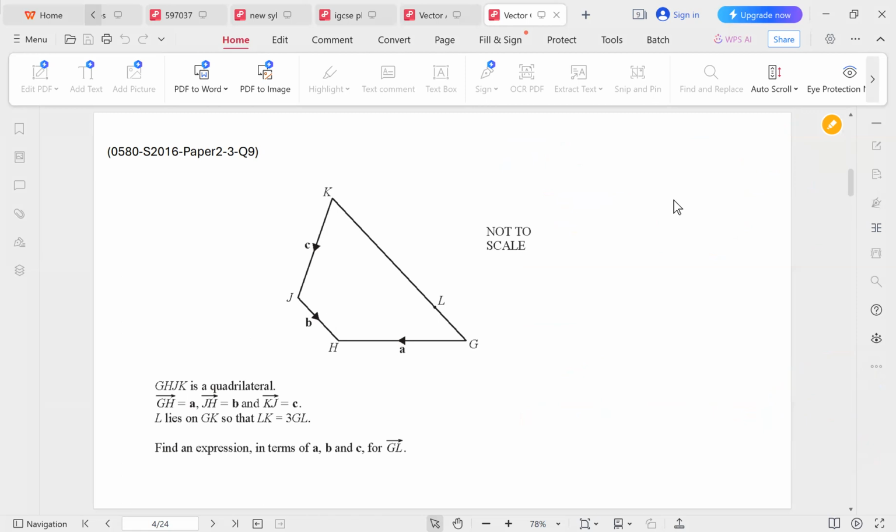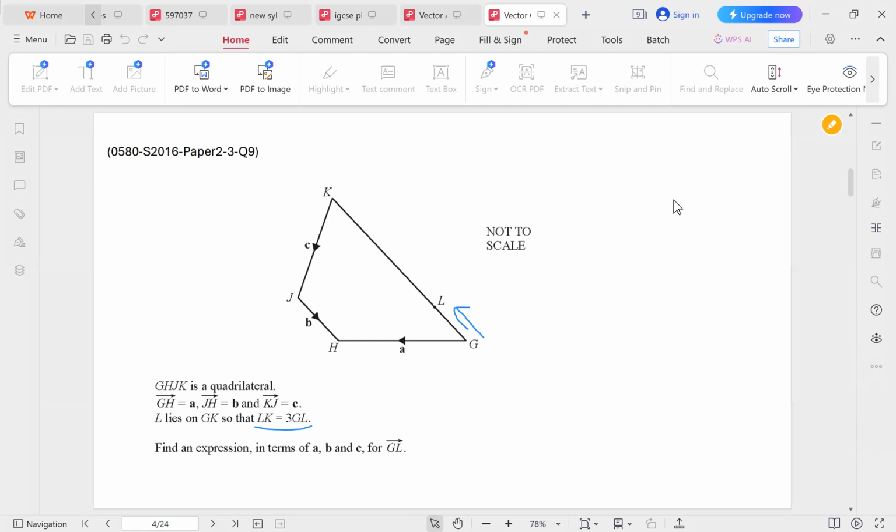GHJK is a quadrilateral. GH equals A, JH equals B, and KJ equals C. L lies on GK so that LK equals 3GL. Find an expression in terms of A, B, and C for GL. So we want to find an expression for the vector GL. Of course, this direct path would not work because we do not have the value associated with this path. However, we can try to find some sort of ratio between LK and GL, and we can use that for our answer. So LK equals 3GL.